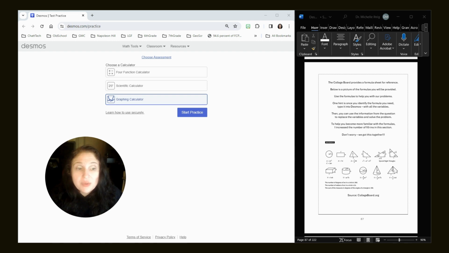One hint is once you identify the formula you need, type it into Desmos with all the variables. Then you can use the information from the question to replace the variables and solve the problem. To help you become more familiar with the formulas, I increased the number of fill-ins in this section. Don't worry, we got this together.